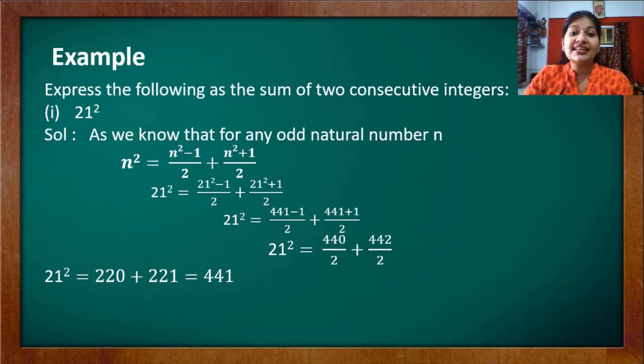So basically in this question you have to find these two consecutive numbers: 220, and 221 comes after 220. I hope this is clear.